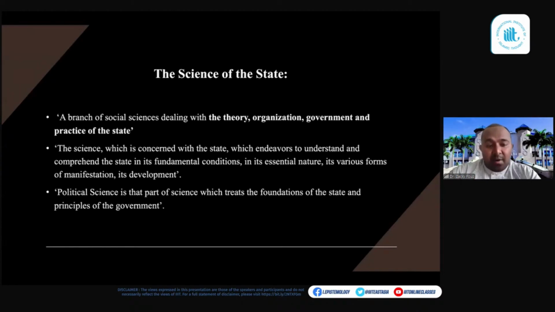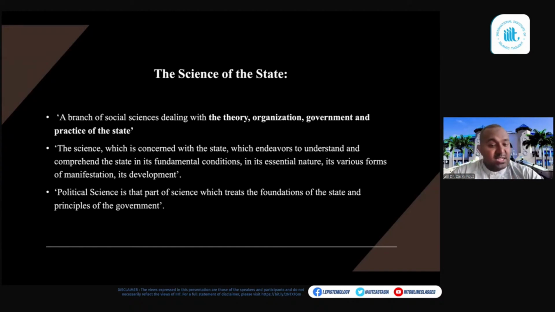So the first definition says political science is a branch of social science dealing with the theory, organization, government, and the practice of the state. The second definition: the science which is concerned with the state, which endeavors to understand and comprehend the state in its fundamental conditions, its essential nature, its various forms of manifestation, and its development. The third: political science is that part of science which treats the foundation of the state and principles of government. You see, in these three definitions, the key word is the state.